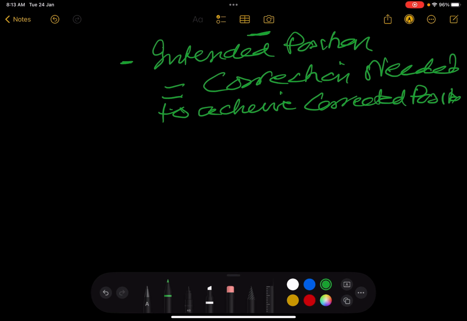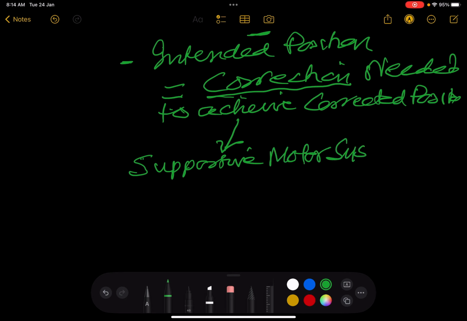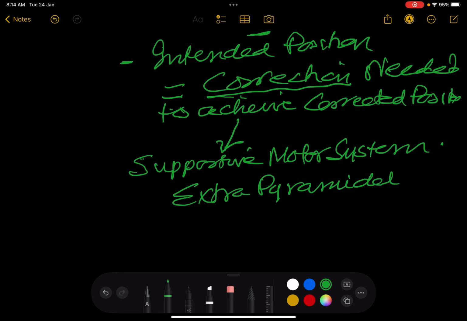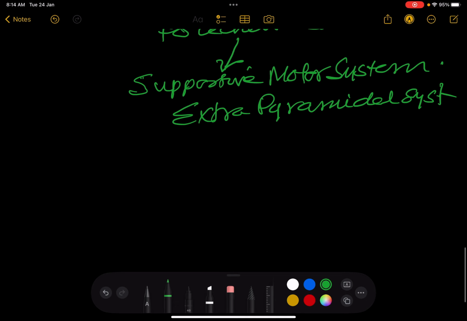Now, this correction is conveyed by the supportive motor system, which we also call the extra-pyramidal system, which will control the involuntary movements. Pyramidal system will control the voluntary movements or conscious movements. The extra-pyramidal system will control the involuntary movements.